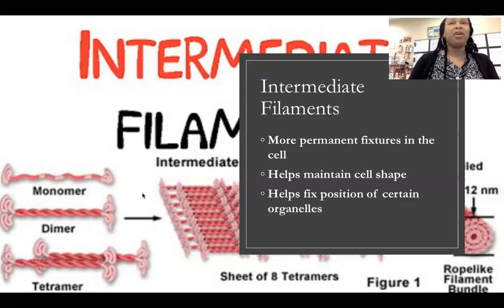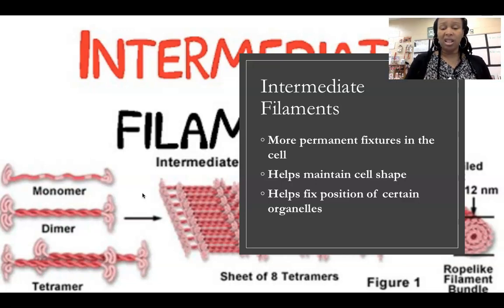All right, your intermediate filaments are going to be your more permanent fixtures in the cell, and they are the ones that are responsible for keeping the cell shaped. So the reason why a neuron is shaped like a neuron and a fat cell is shaped like a fat cell, the reason why each one of these cells has different shapes is because of the workings of the intermediate filaments. In addition to helping maintain the cell shape, they also are going to be the ones that anchor certain organelles in the cytoplasm of the cell.